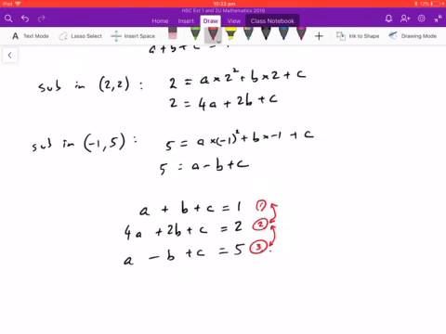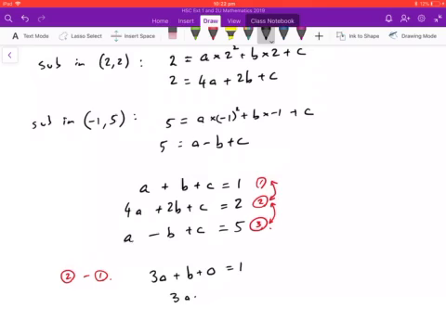So I'm going to do 2 minus 1. So 4a minus a is 3a, 2b minus b is b, c minus c is 0, and 2 minus 1 is 1. So 3a plus b is equal to 1.